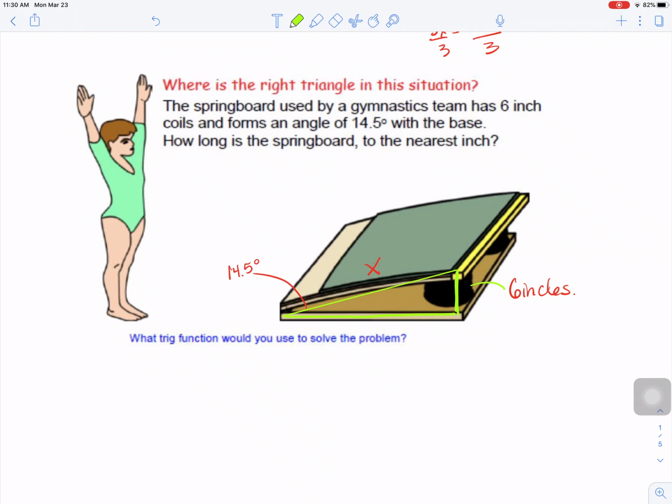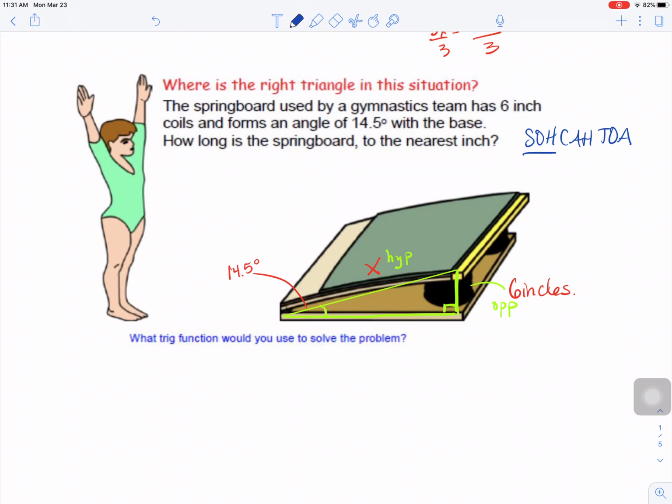What trig function would you use to solve this problem? Well, what information do you have? We're dealing with this angle, 14.5. Here is your right angle. And we have the opposite leg and the hypotenuse, which would call us to use which of our functions? Opposite and hypotenuse call us to use sine.